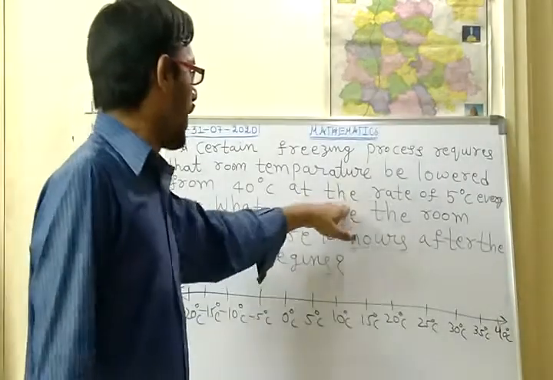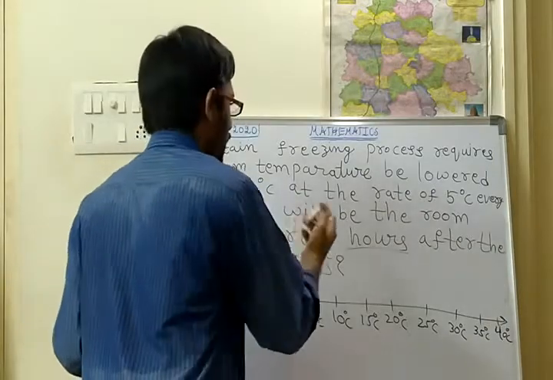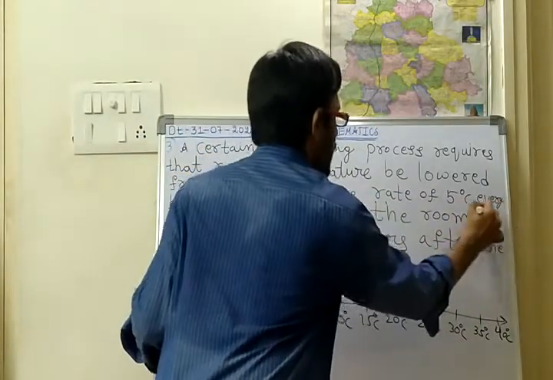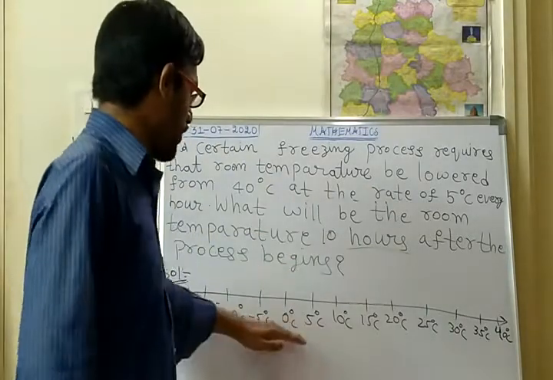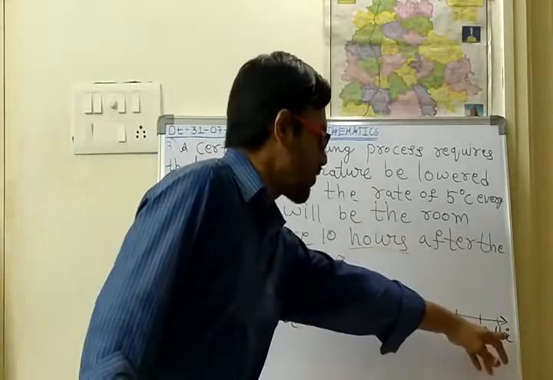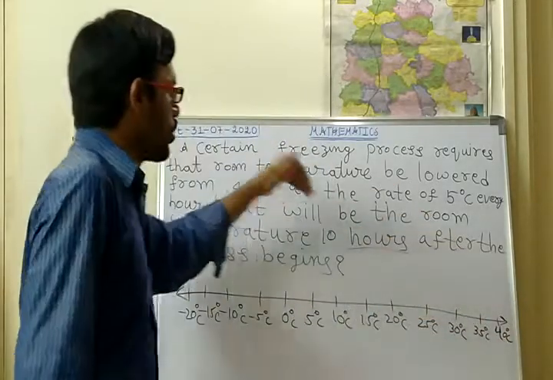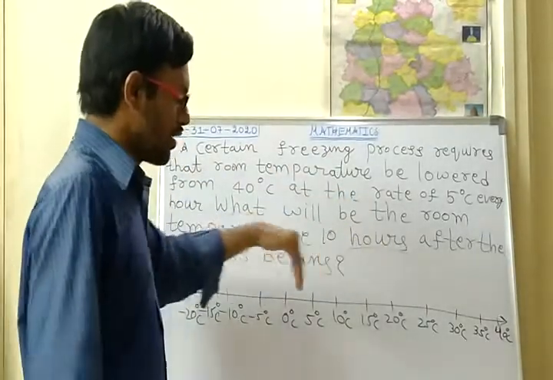He asked at the rate of 5 degrees centigrade, so that means a difference of 5 numbers. Starting from 40 degrees centigrade, you should move backward, one step at a time.